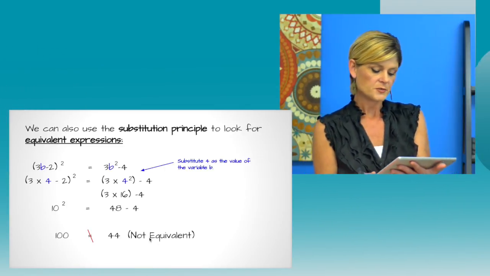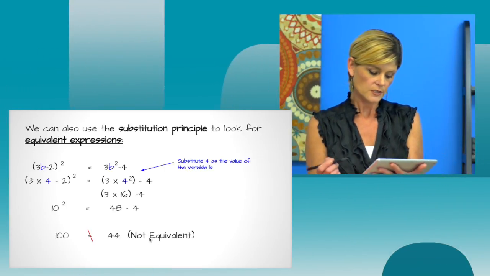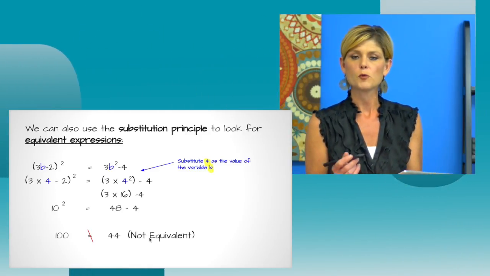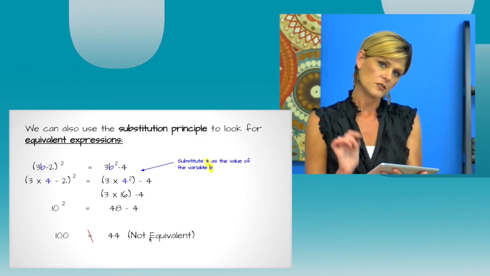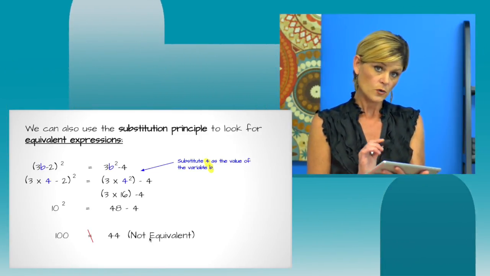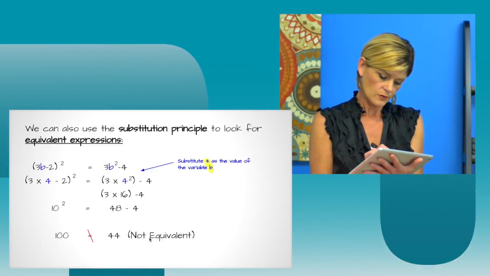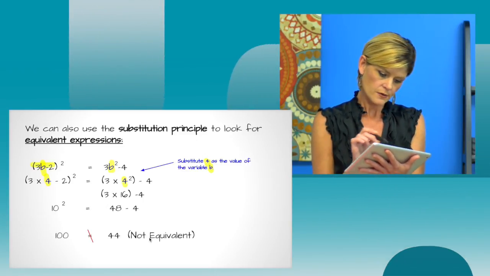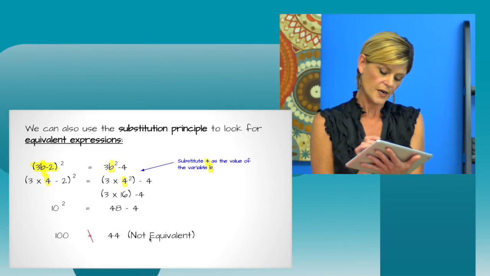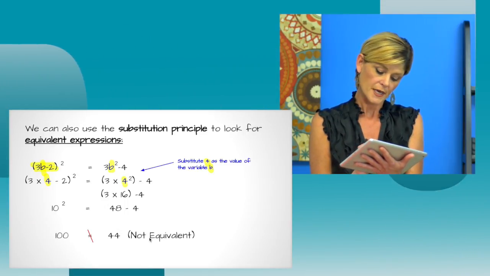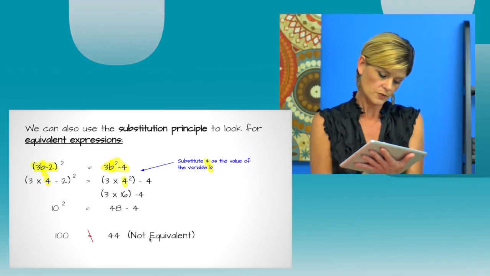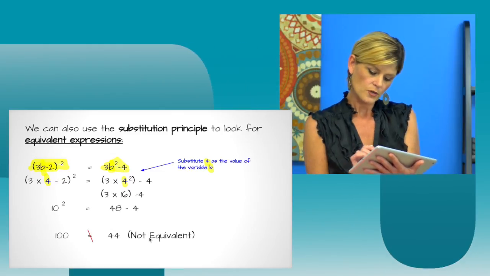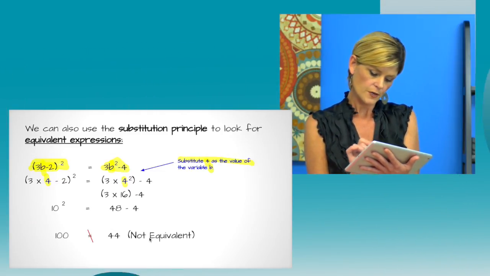Okay, we can also use the substitution principle to look for equivalent expressions. So what I've done here is I have substituted for anywhere where I see the variable b. And if the expressions on both sides of the equal sign work out to be equivalent, then I will know that they work. Okay, so let's take a look at this. Is 3b minus 2 squared the same thing as 3b squared minus 4? Okay, so these are the two things we're talking about. The first thing we want to do is substitute 4 as the value of the variable b, which I've done here.